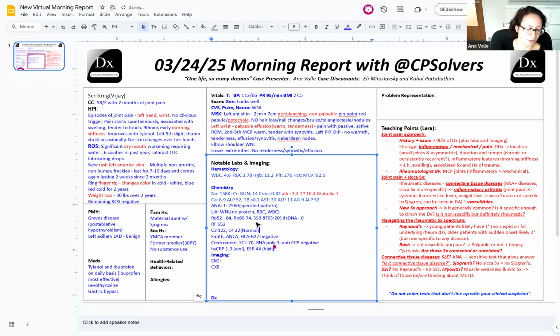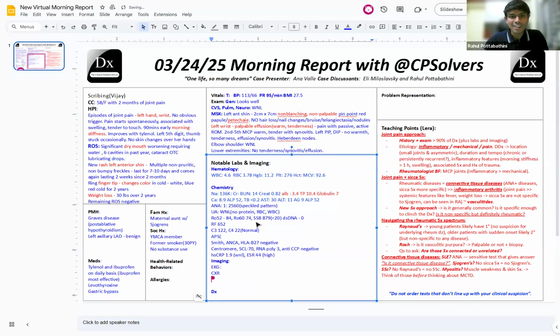And to add thoroughness, since we were thinking about that rash a little bit more, we also obtained a lupus anticoagulant, beta-2 glycoprotein, and anticardiolipins, all three of which were negative. Awesome. So, Dr. Eli, how do you approach this ocean of serologies now to look for differentials? It's a lot of data to digest.